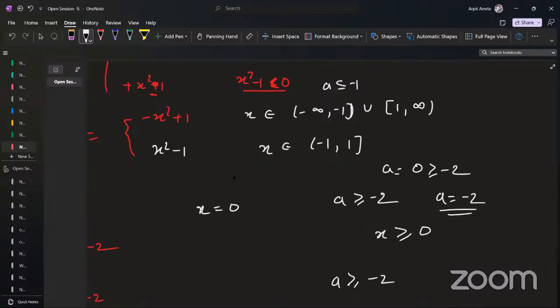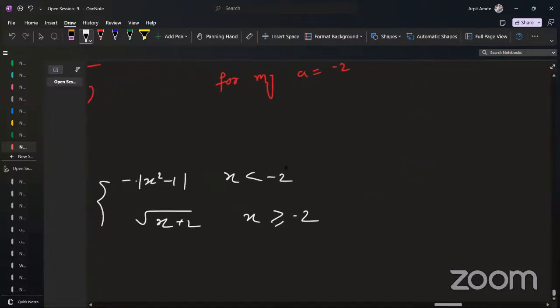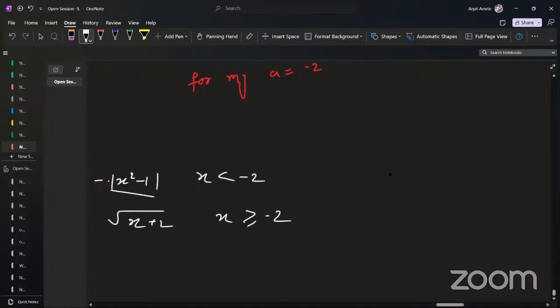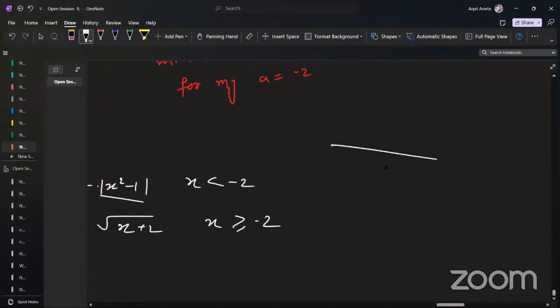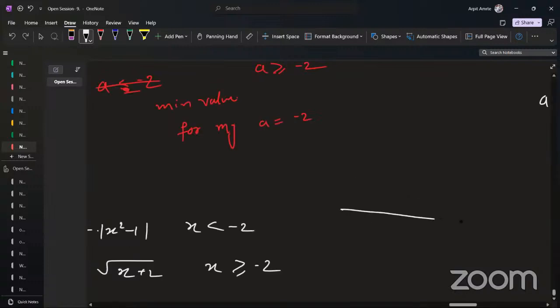So how will we check this question? Here you need a greater than or equal to. I have chosen a equal to minus 2. So this is my case for a equal to minus 2. Here, for this function, what can I choose? I can choose only one value.